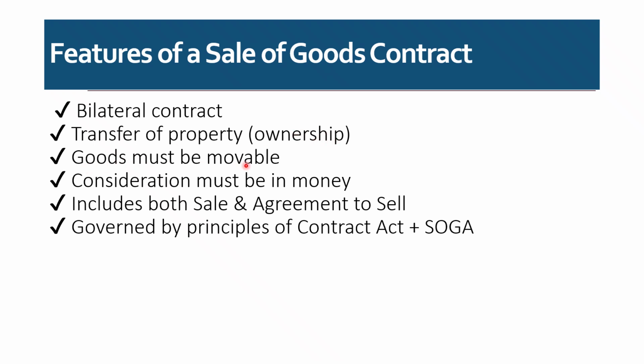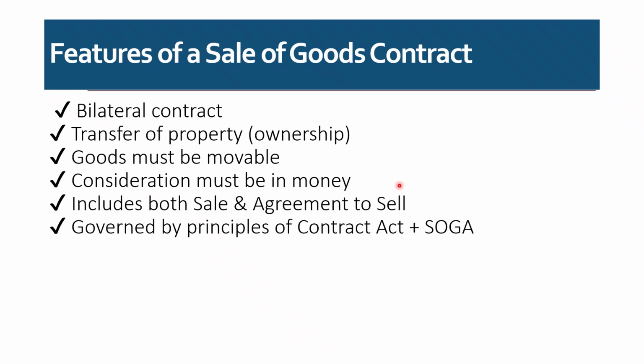Next, goods must be movable. The act applies only to movable goods like furniture, mobiles, vehicle parts, grains, etc. Any goods that are immovable, for example, property, land, buildings, are not covered under the Sales of Goods Act. Next is price consideration, which must be money. Payment must be in money. If you exchange goods for goods, it is barter and not sale.